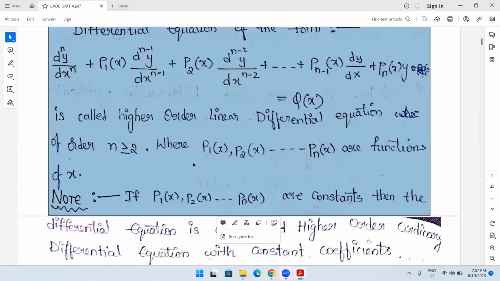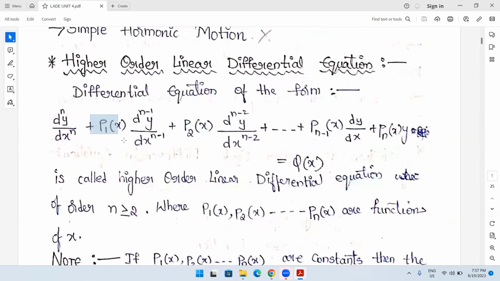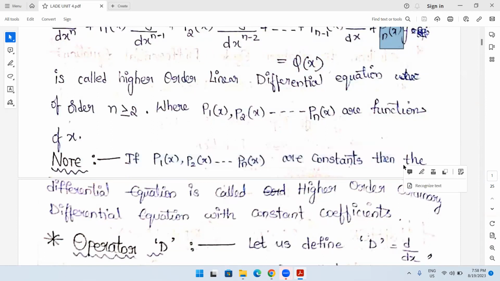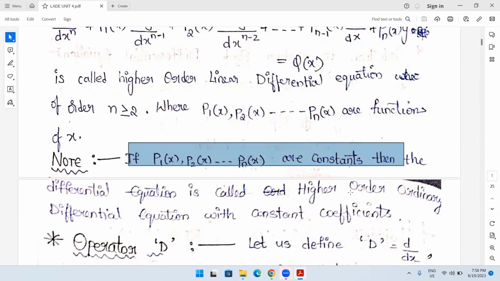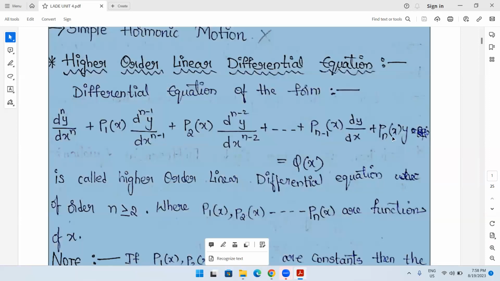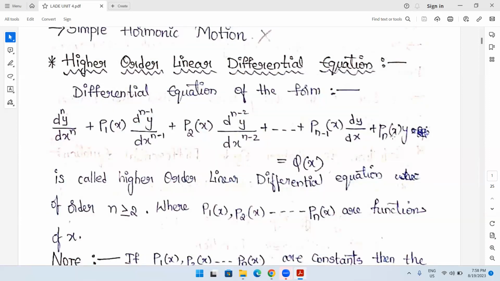Now if the functions p1, p2, and so on up to pn are constants, then the differential equation is called a higher order linear differential equation with constant coefficients. Otherwise, if these are functions of x, we call it variable coefficients. So there are two types of differential equations: with constant coefficients and with variable coefficients.